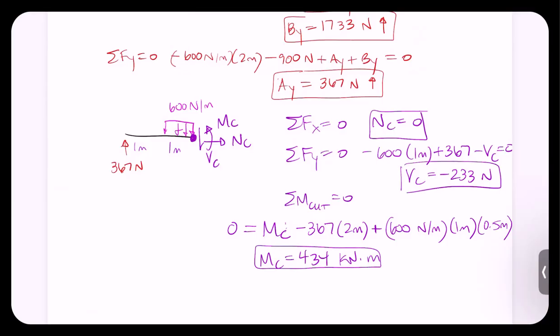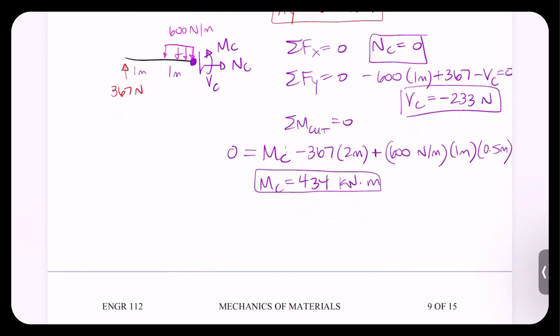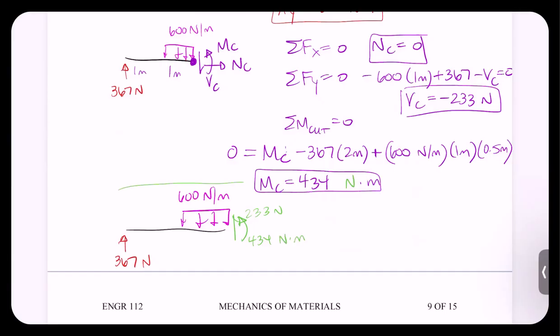Again, if you wanted to draw it, it would look like this. Do a bit of a sanity check. 367, 600 newtons per meter, and this should be 233 newtons, and this should be 434. That is Newton meters. There is our body in equilibrium.